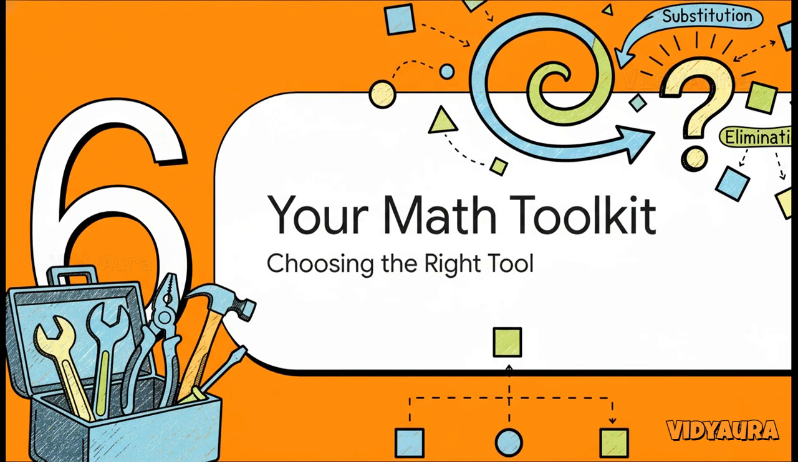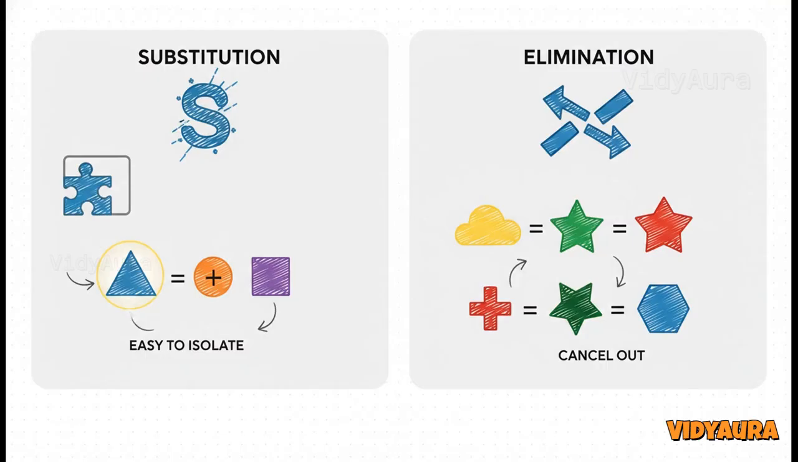And that brings us to our final section. So we now have two powerful tools in our math toolkit, substitution and elimination. But being good at math isn't just about knowing how to use the tools. It's about knowing which tool to pick for the job to get it done in the quickest, most efficient way possible. So how do you decide?